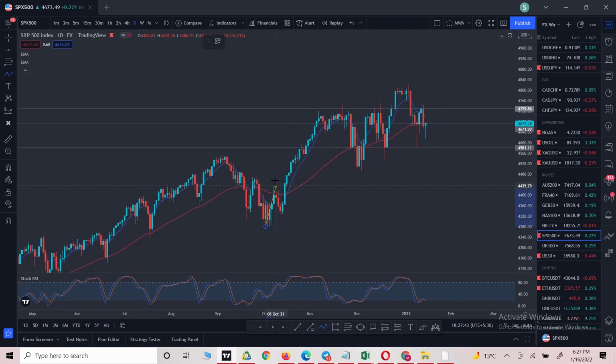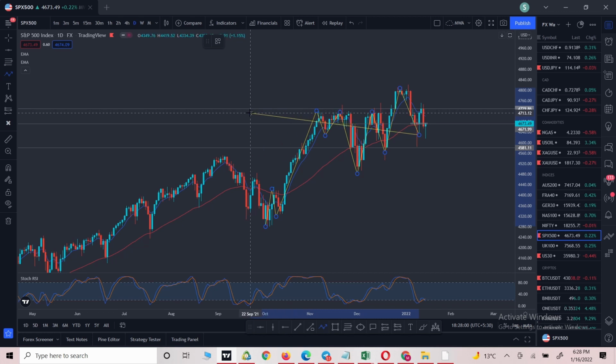S&P 500, guys, starting from here, we have the high low, then we have the high high, higher low, same high, lower low, then lower high or the same high, higher low, higher high, higher low. So as you can see, the market is very bullish. We are making higher highs and higher lows at the moment.